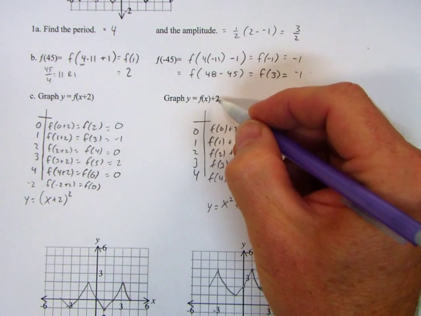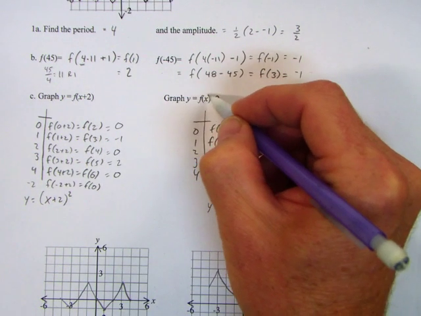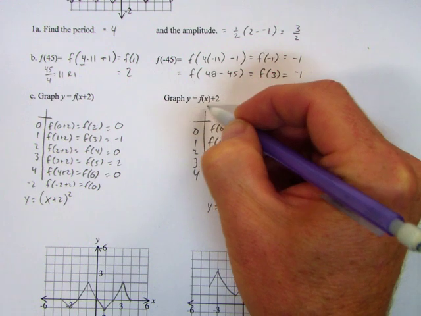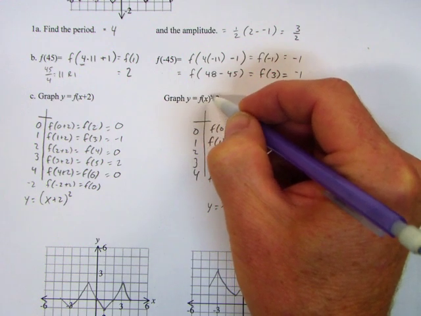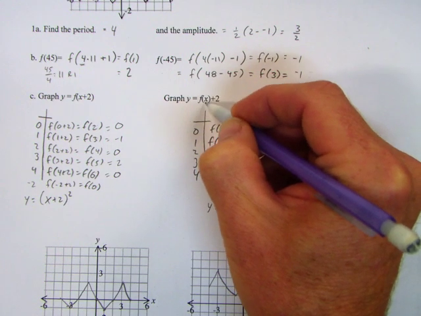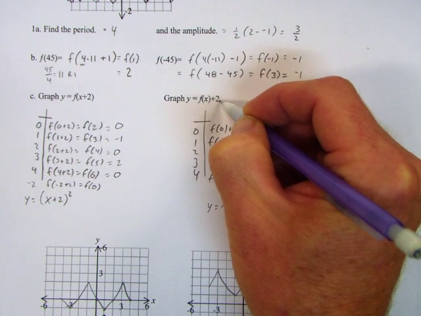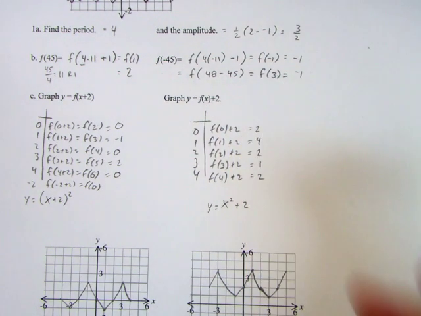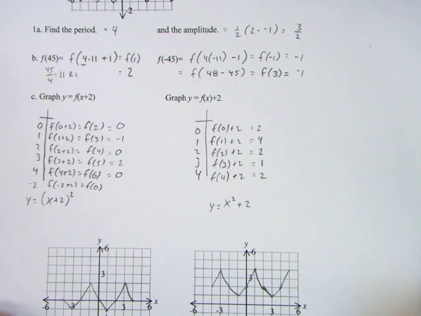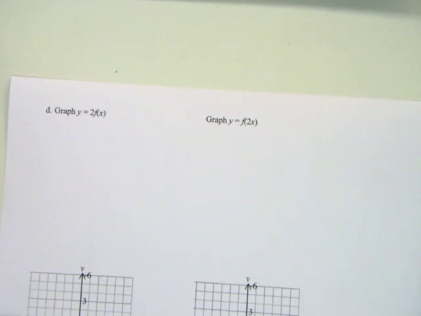Over here, what is 2 affecting? It's affecting the y value. Remember, f of x is our y value, so it says take my old y value and add 2 to it. So it's going to take all those values, add 2, so it shifts everything up. Let's take a look at the next one.